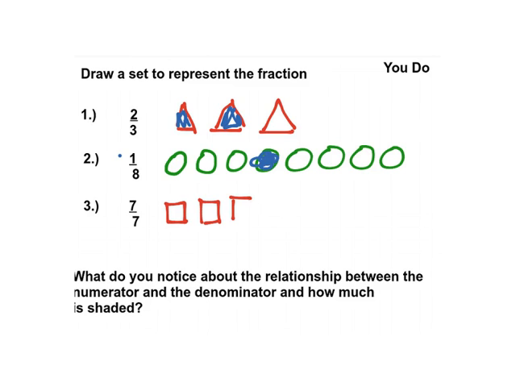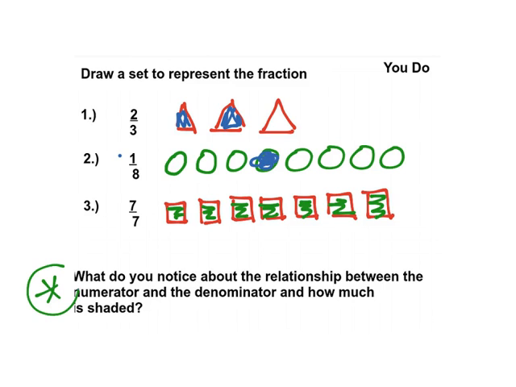Okay, 7/7. So for this one, I am going to draw squares. 1, 2, 3, 4, 5, 6, 7. How many squares do I have shaded in? 1, 2, 3, 4, 5, 6, 7. So I actually have all 7 shaded.